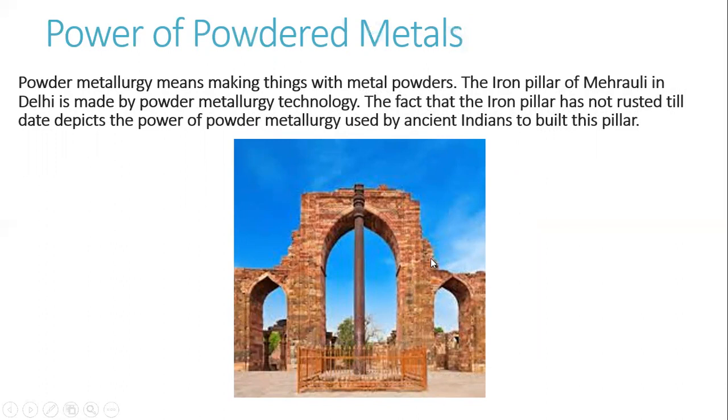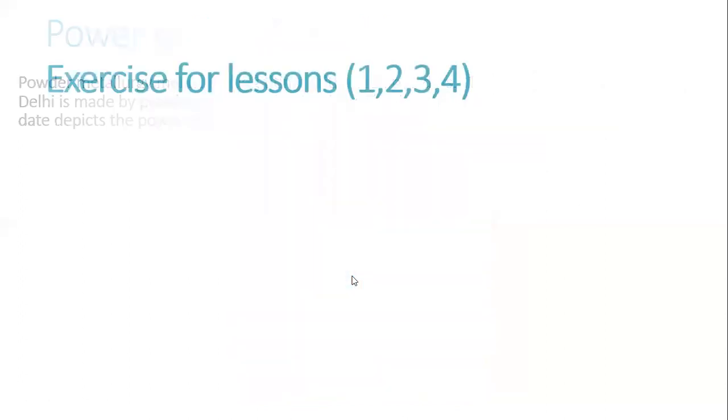You can still see the picture. This is the up to date picture here. This pillar of Mehrauli is more than 1500 years old. It is still not rusted, it's as it is. So, this was our information regarding the time of the Harappan civilization, the Indus Valley civilization.